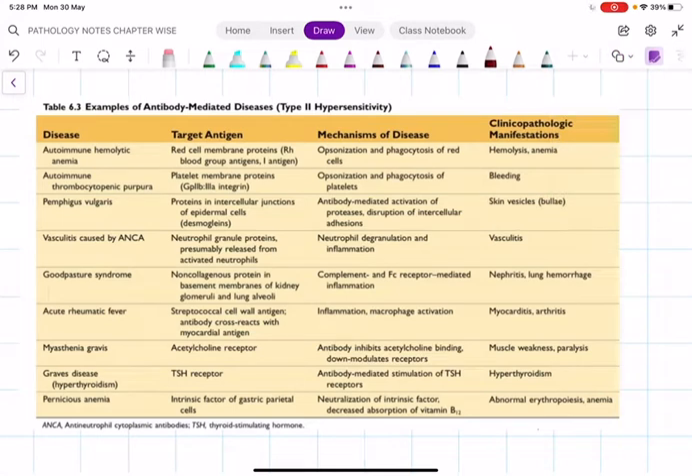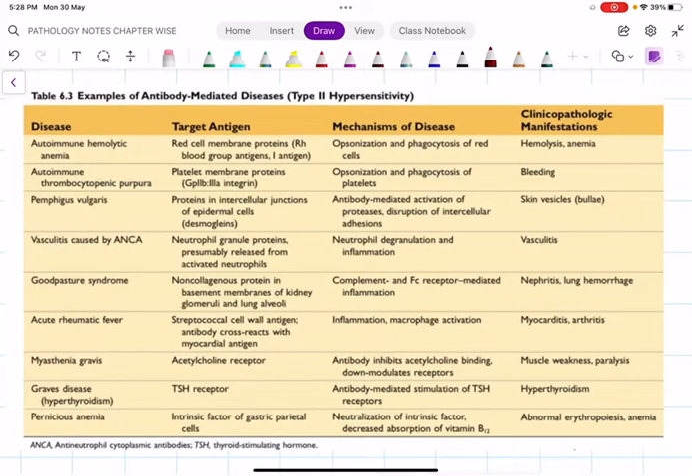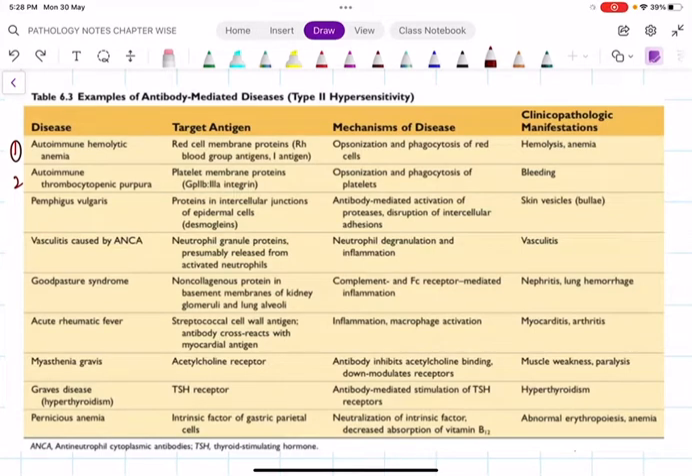Fine. I told you we have three mechanisms: number 1, opsonization; number 2, complement mediated; number 3, antibody mediated. Autoimmune hemolytic anemia and autoimmune thrombocytopenic purpura are the two conditions where we get the opsonization and phagocytosis mechanism. Here opsonization and phagocytosis of red cells happens.